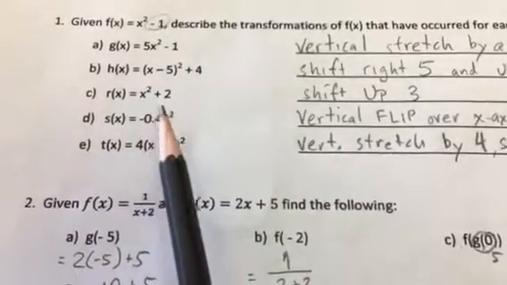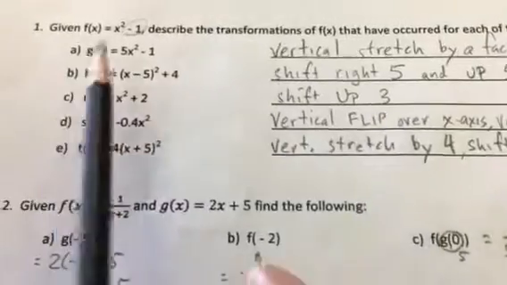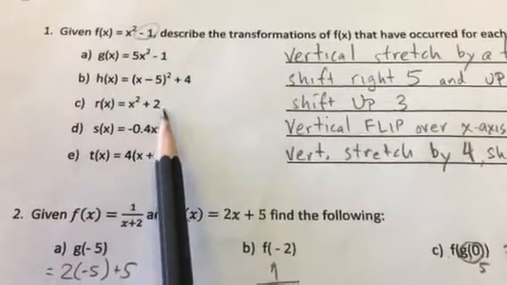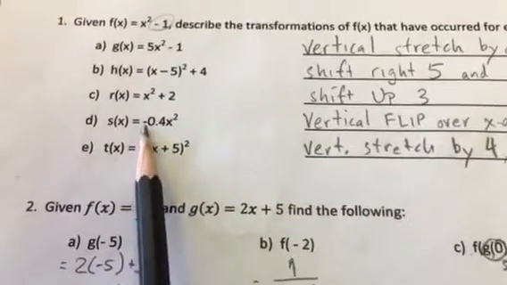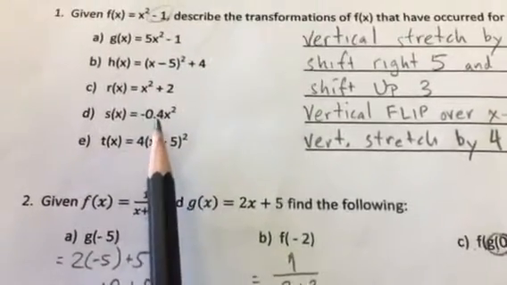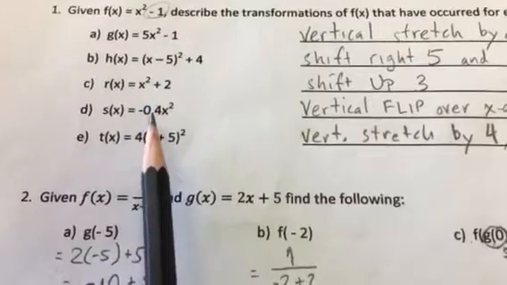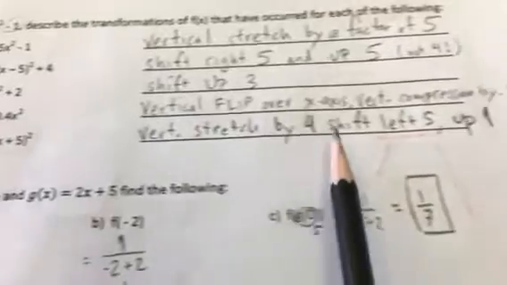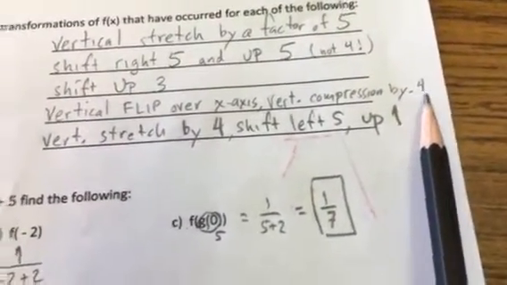The next one, x squared plus 2, that is a shift of up 3 units. Once again, we're down minus 1 to begin with. Now we're at positive 2, so we have gone up 3 units. This one here is a vertical flip because of the negative sign, and a vertical compression. That is, the parabola has gotten kind of squashed, opens up a little bit wider and fatter than it did before because of that 0.4. So vertical flip over the x-axis and a vertical compression by a factor of 0.4.